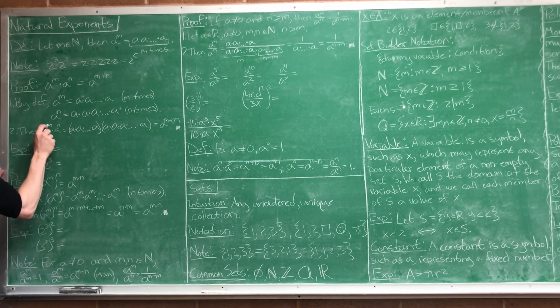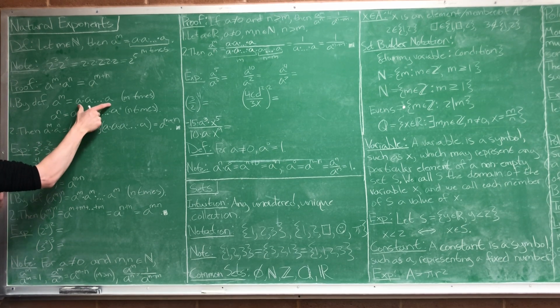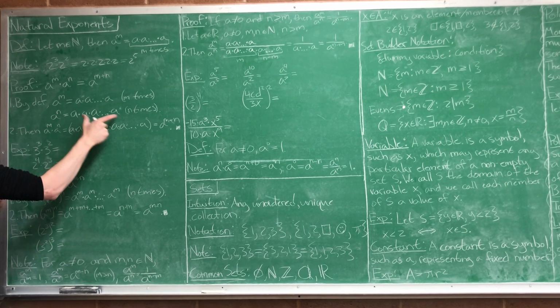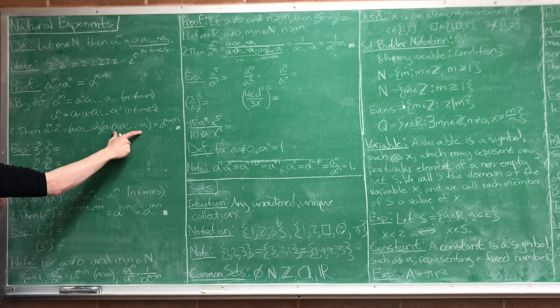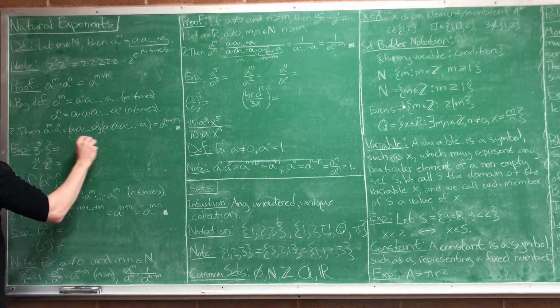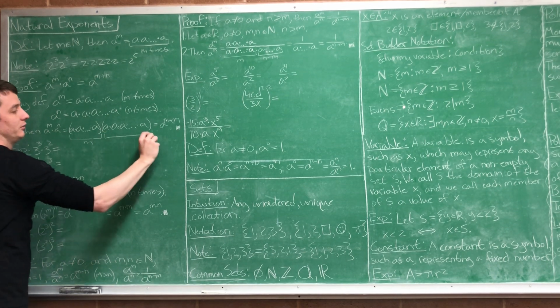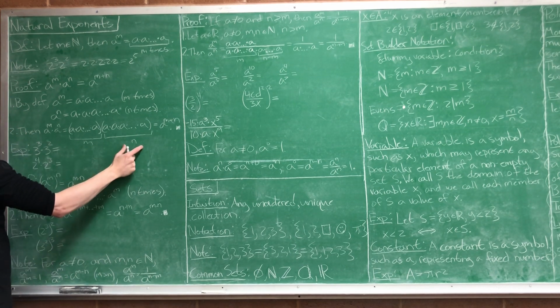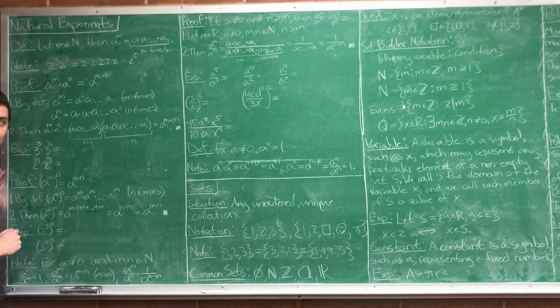So then, a to the m times a to the n is going to be equal to these a's times these a's. And how many a's do we have total? If we have m of them here, and we have n of them here, then altogether we have m plus n a's. Follow that? Pretty straightforward? Good? Okay, more examples, I guess.